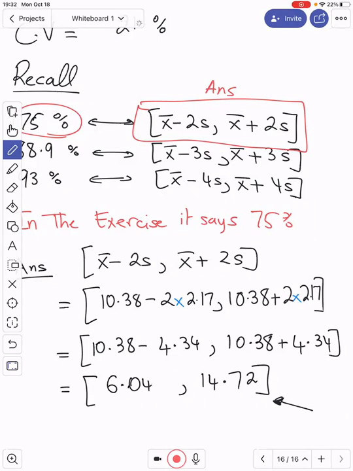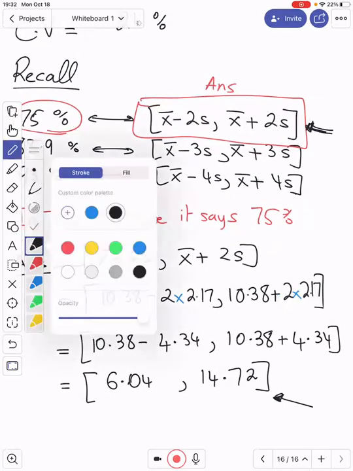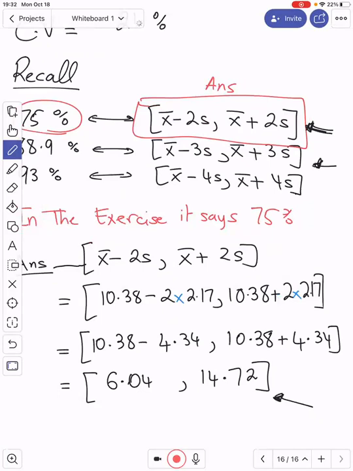All right, again, guys, the formula for the interval depends on the percentage. So if you see 75%, that will be this interval. If you see 88.9 percent, that'll be the second interval. If you see 93%, that will be the third interval. Okay, so the interval depends on the percentage you see in the problem.